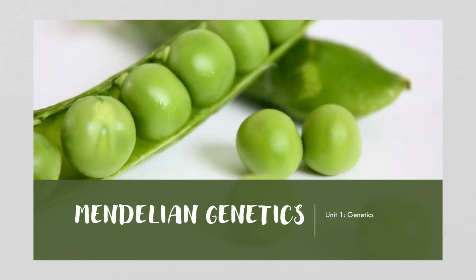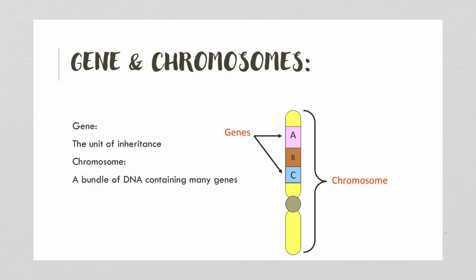In this video, we're going to learn about Mendelian genetics, and we'll learn about the patterns of inheritance with simple crosses, monohybrid traits they're called. So first of all, we'll go over what genes and chromosomes are again.